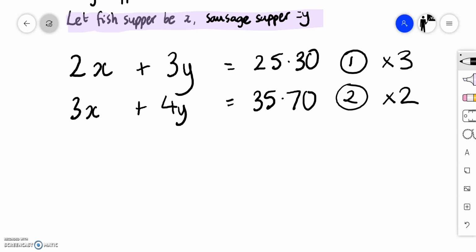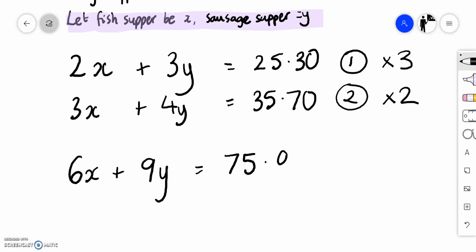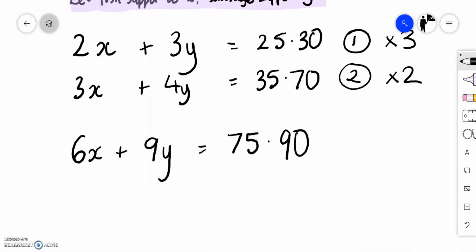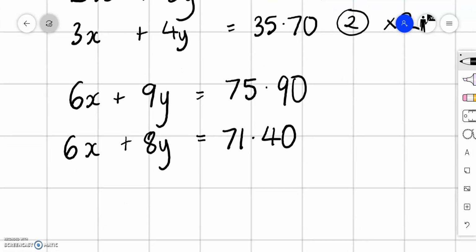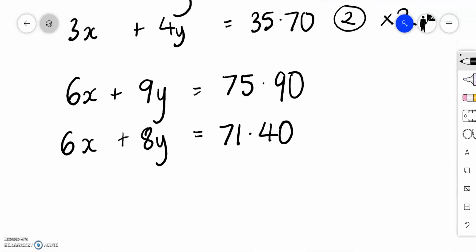So what's that going to give me? 6x plus 9y is equal to 3 25s is 75, so it's going to be 75.90. And multiplying equation 2 by 2, we're going to get 6x plus 8y equals 2 lots of 35 is 70, 2 lots of 70p is 140, so that's going to be £71.40. Okay, so we've now scaled, that's the stage called scaling, so we can now go ahead and start eliminating.